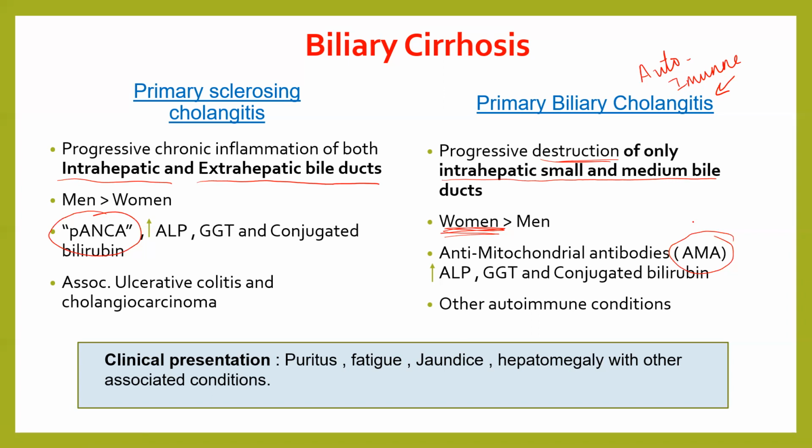Primary sclerosing cholangitis, since it affects both intrahepatic and extrahepatic bile ducts, the prognosis is way worse than in the case of primary biliary cholangitis. But, however, since primary biliary cholangitis is an autoimmune condition, even after liver transplant, it can reoccur. Whereas in primary sclerosing cholangitis, liver transplant is usually curative.